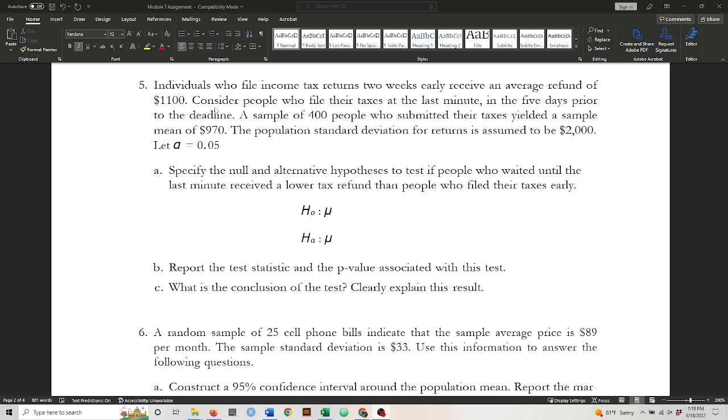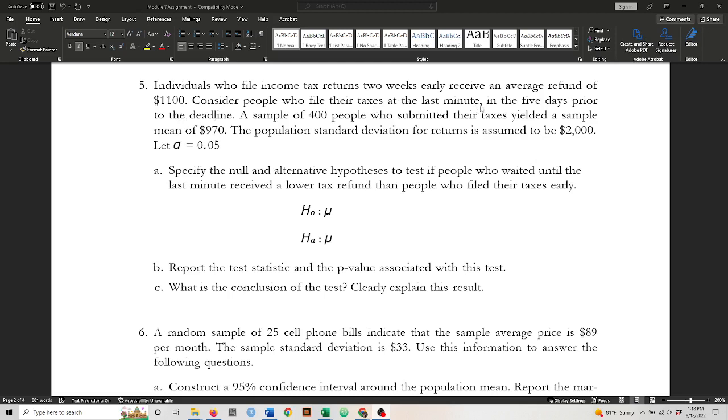So our first question here, it just wants to look at individuals who file their income tax at the last minute, okay? And so we can see some of these people receive an average refund of $1,100. That's tax returns 2 weeks early. So these are the early filers. They want to get their money quickly. And the hypothesis they want to ask here: are the people that get smaller refunds, do they wait? Because they don't care as much. They're not as concerned about getting their refund back.